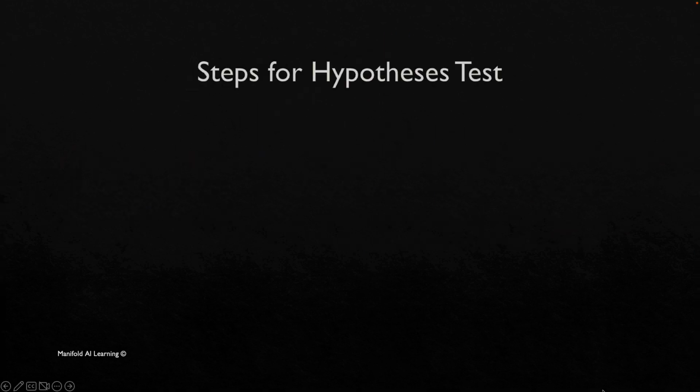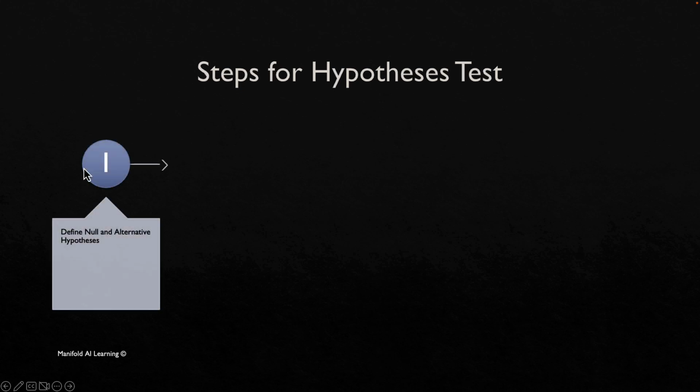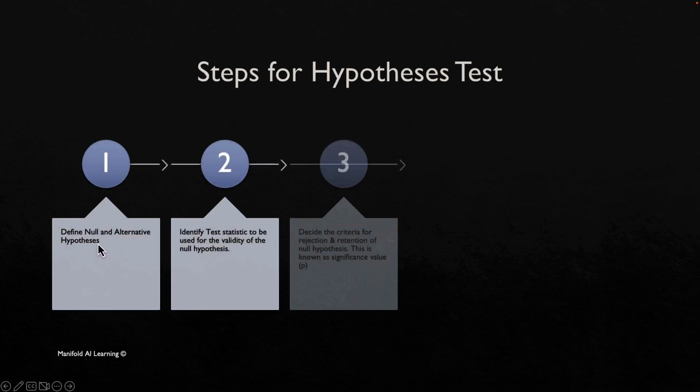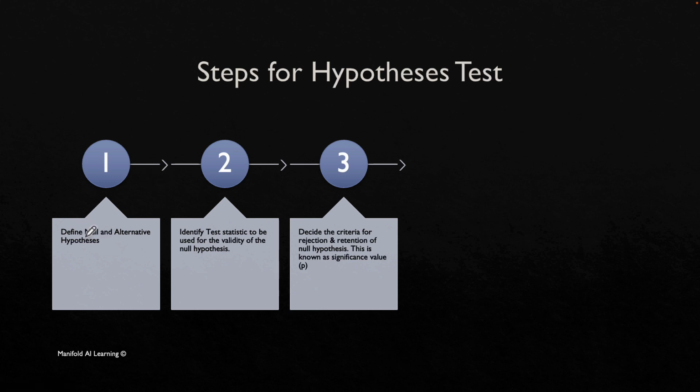Now let's understand the various steps that are involved in this hypothesis test. The first step is defining the null and alternate hypothesis. So here we are going to decide what our current belief is and what will be its complementary statement. We will call the current belief the null hypothesis, and the complementary statement of the null hypothesis we are going to call the alternate hypothesis.